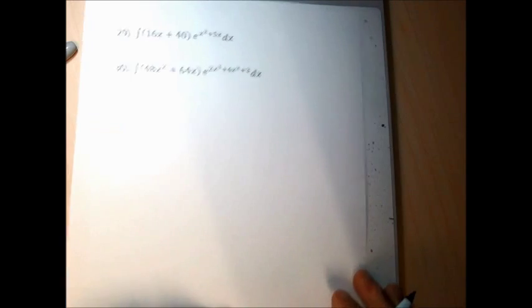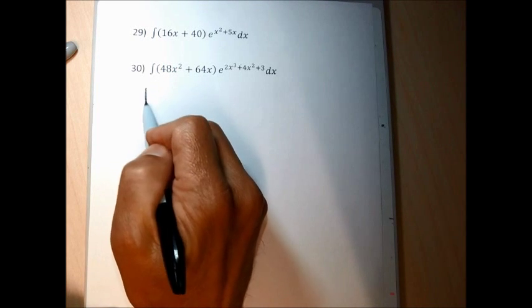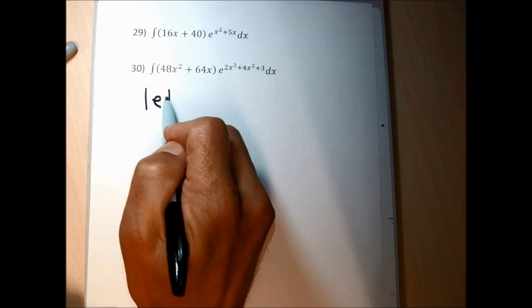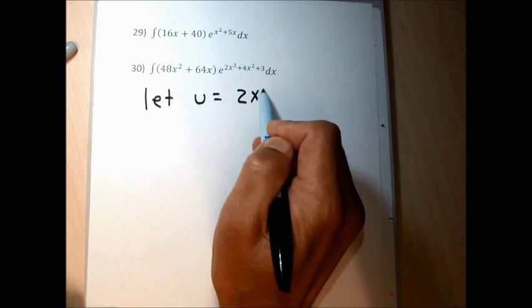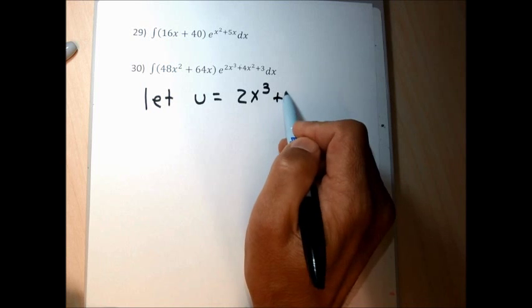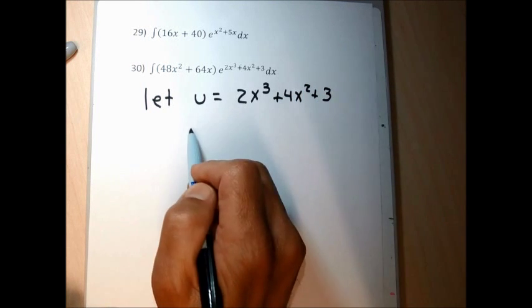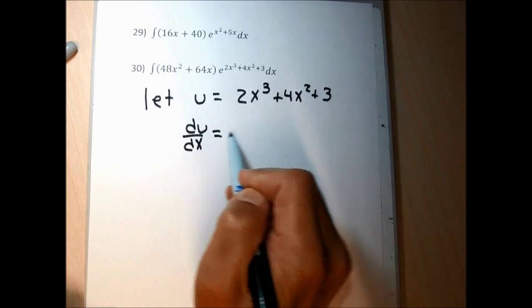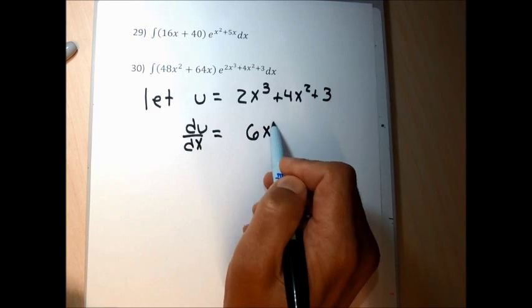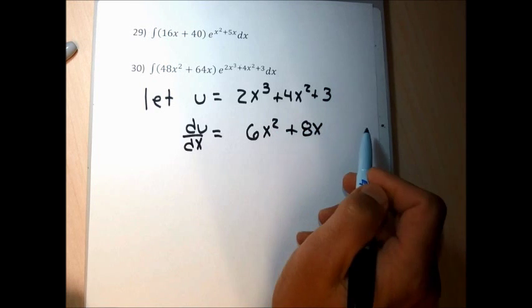All right, so 29 and 30 are some more e problems. Always, in an e problem, let u be the exponent of the e. So I'm going to let u equal 2x cubed plus 4x squared plus 3, then du dx equals 6x squared plus 8x plus 0.